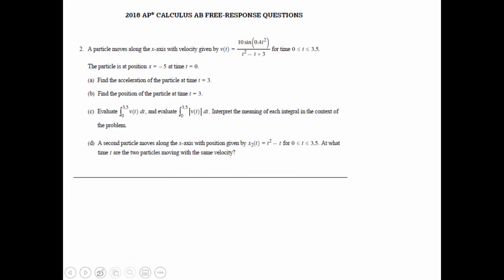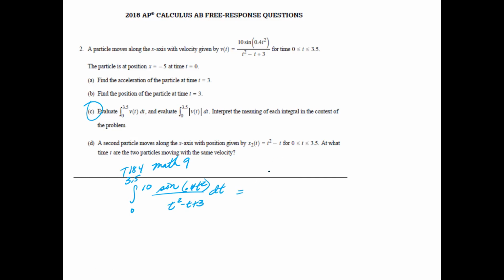Okay, let's go on to C. For C, it says evaluate this from 0 to 3.5. So what we're going to do is just type in with your TI-84 again, math 9, 0 to 3.5, type in 10 sine 0.4 t squared over t squared minus t plus 3 dt or dx. Once you plug that into your calculator, you should have 2.844.